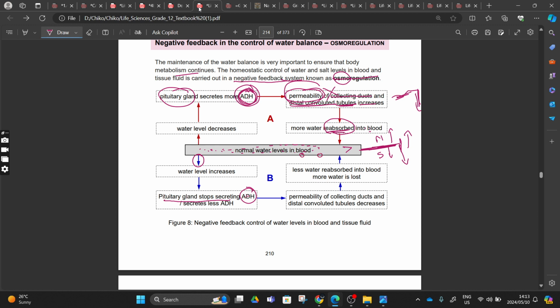So the permeability of the collecting duct and distal convoluted tubule decreases. So we are closing this one. We are closing these valves here. Then after that, very little water is absorbed into the blood. So the water here is not allowed to come back to the blood.